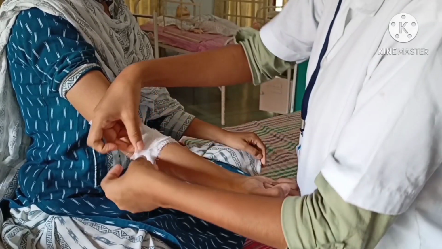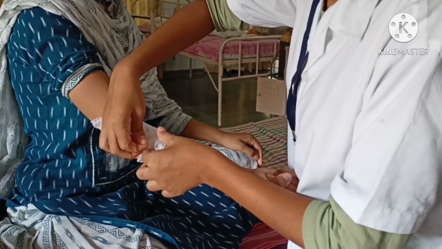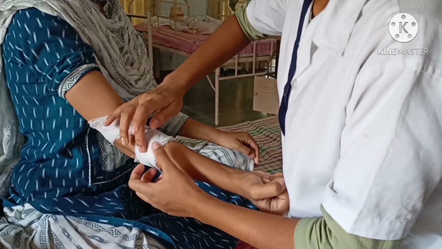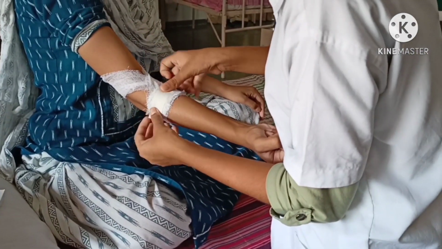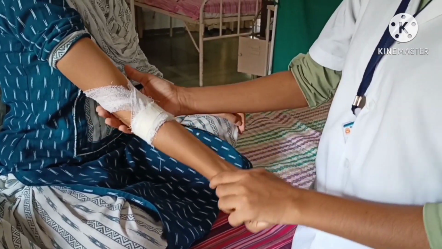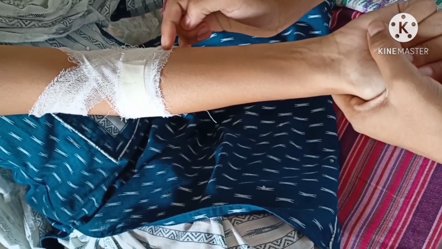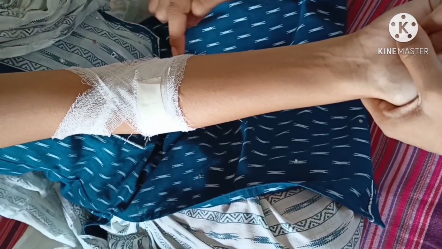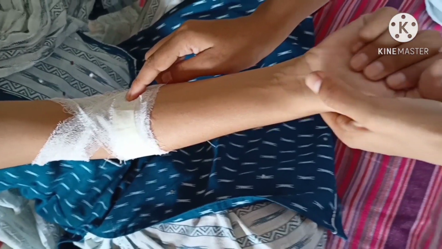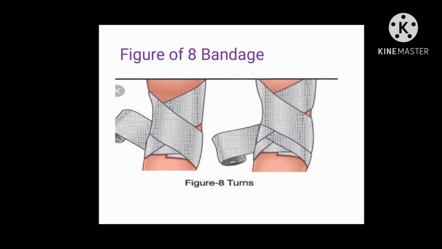Now fix the bandage with the use of adhesive tape. This is the ascending and descending. This shape is the figure of 8, so it is called the figure of 8 bandaging. This is the image of figure of 8 bandage.